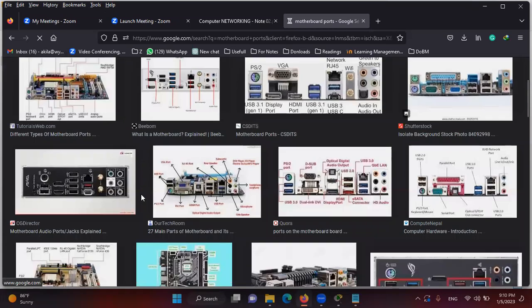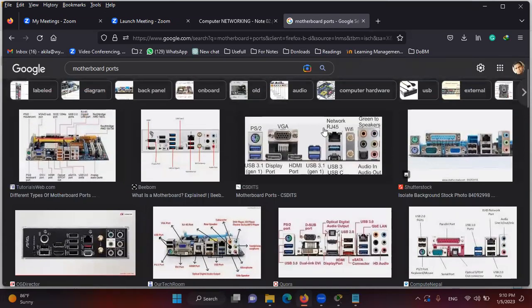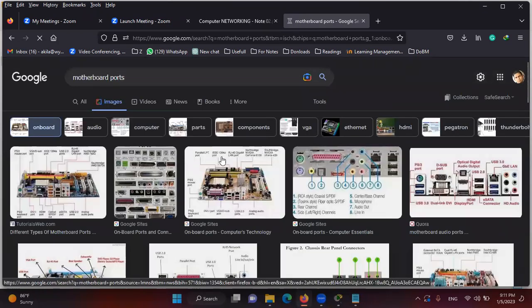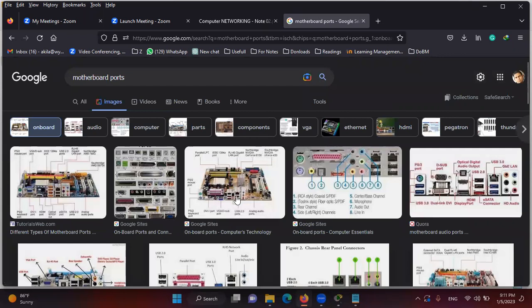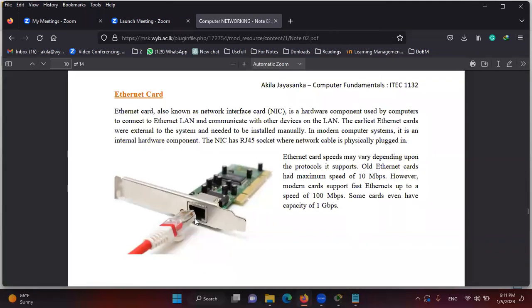If I check the images, you can see, right? Every motherboard has an RJ45 port, a network port, an Ethernet port. This is called an Ethernet port. So that means this Ethernet port is embedded in the motherboard. අපි කියනවා on board කියලා. ඒ කියන්නේ වෙනම කාඩ් එකක් විදිහට නෙවෙයි තියෙන්නේ. හැබැයි අපිට separate තව cable එකක් connect කරන්න ඕනේ නම්, Ethernet card එකක් connect කරලා තව කේබල් එකක් connect කරන්න පුළුවන්.